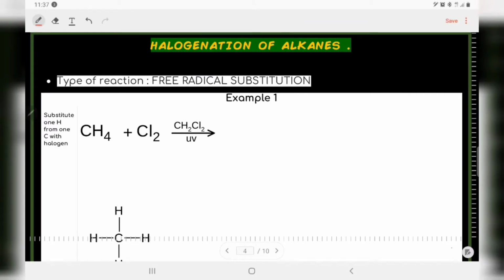Second chemical property of alkane is halogenation. The type of reaction is free radical substitution. So, in this equation, we need to substitute. One is removed from the organic compound and one is added to the organic compound. So, here we will substitute one hydrogen from the carbon with a halogen.